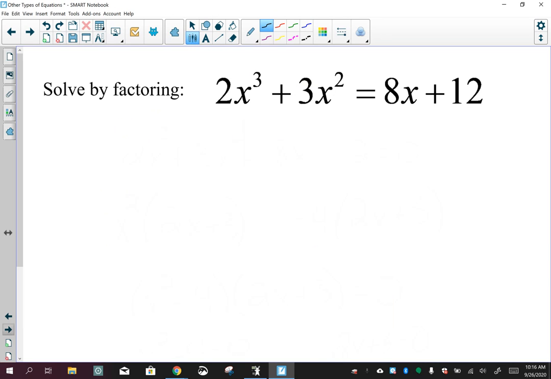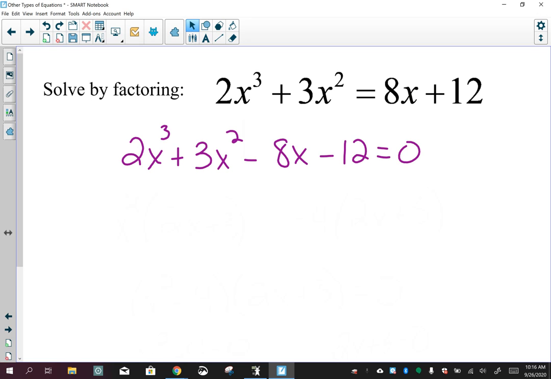Solve by factoring. So remember, the first thing you need to do here is, again, move everything over. And there you go. Now, just like what we did when we dealt with quadratics, what we want is 4 terms. Because if we have 4 terms, we can split this in half and factor by grouping, which is exactly what we want to do.